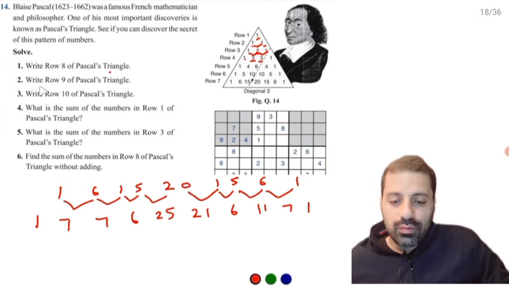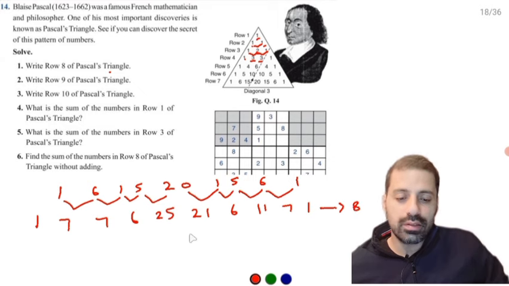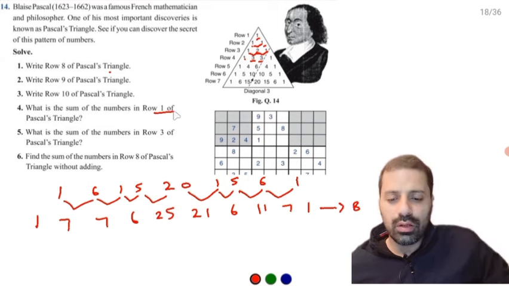What is the sum of the number row? Write row 9 of the Pascal. This is the 8th row, and in the same manner you can write 9 row. What is the sum of the number row 1?